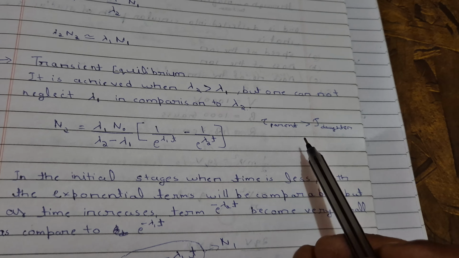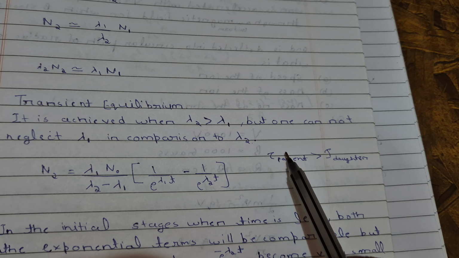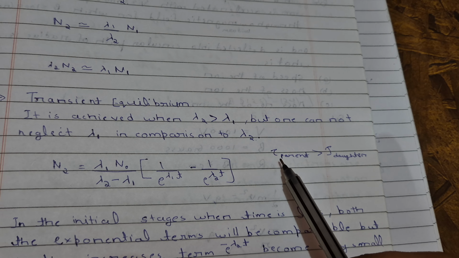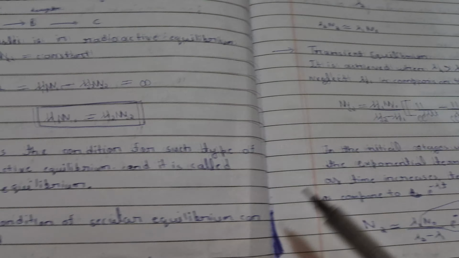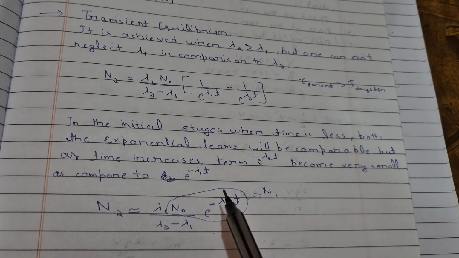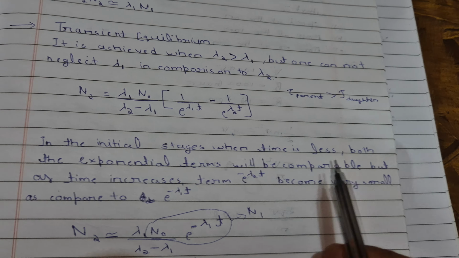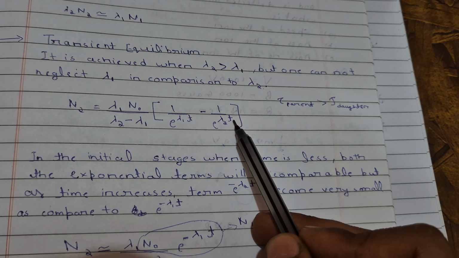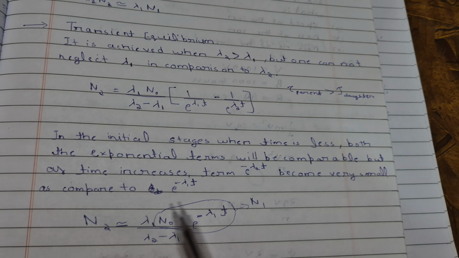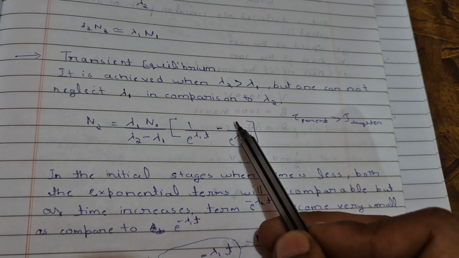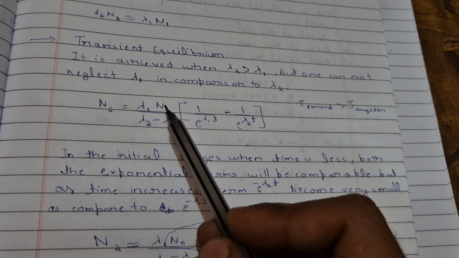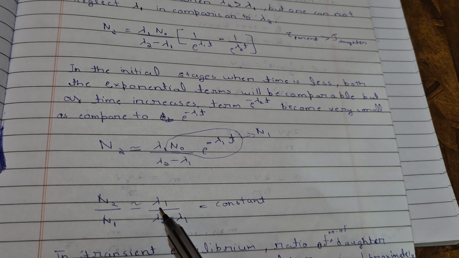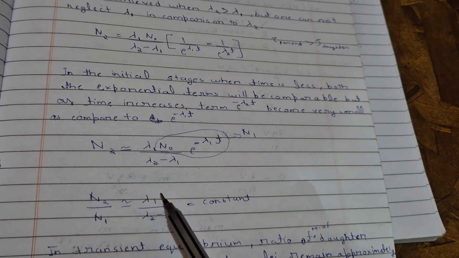And here, again, if this is greater, then tau parent must be larger, and tau daughter must be small. Again the lifetime must be greater, but not that much greater as in the secular equilibrium. In the initial stages, when time is less, both the exponential terms will be comparable, but as time increases, this term will start increasing very much, and this will tend to 0, become very small as compared to exponential minus lambda 1 t. So this will be neglected, and this will become N2 equal to lambda 1 N naught by lambda 2 minus lambda 1, exponential minus lambda 1 t, and this is N1. So N1 will go this side, N2 by N1 will become this, and this is constant.